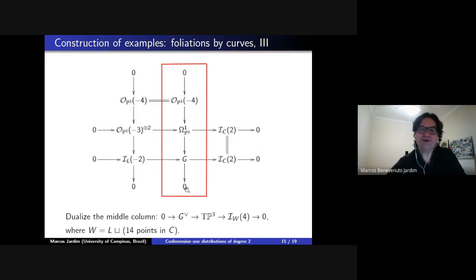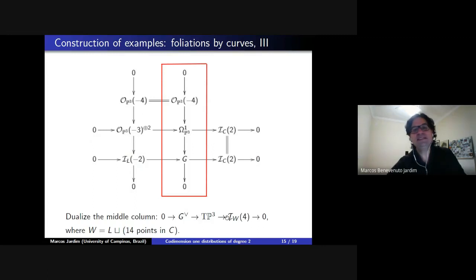Now, focus on this middle column here. When you twist it, you get something like this. Right? Sorry, not when you twist it, when you dualize. So if you dualize the sequence, you get something like this. And this is the codimension 1 distribution that we are looking for, of degree 2, right? Because what I have here is also degree plus 2, so in this case, degree is 2.